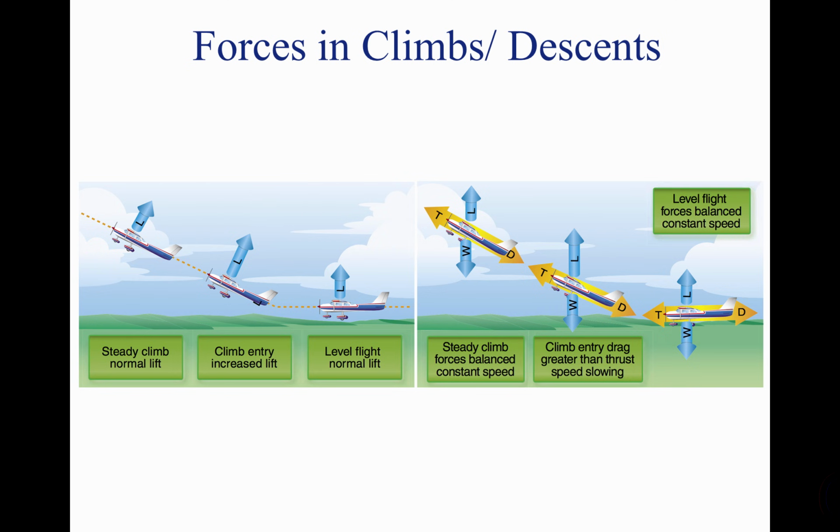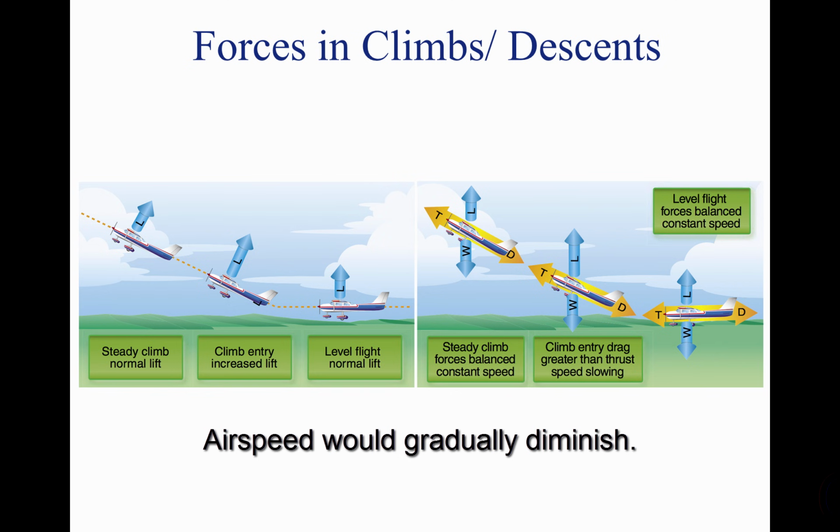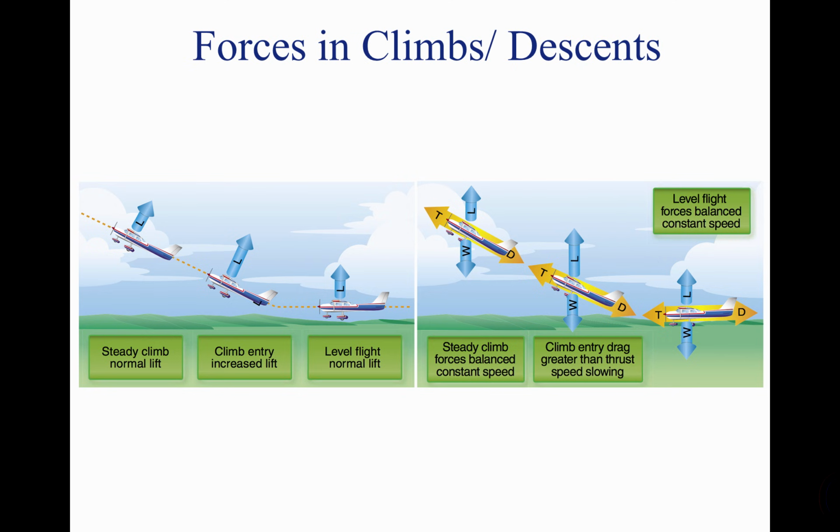If no power was added for the climb, the airspeed would gradually diminish because the thrust required for a climb is greater than the thrust required for level flight. An aircraft is able to climb at a certain airspeed only because of excess thrust. When this thrust is gone, the aircraft will no longer be able to climb and will start to lose airspeed.